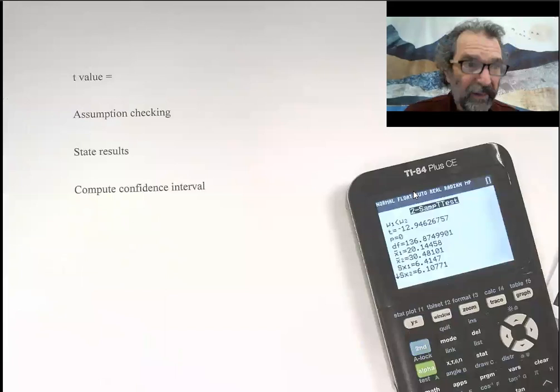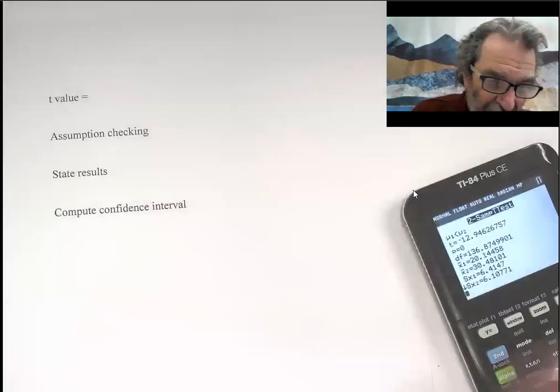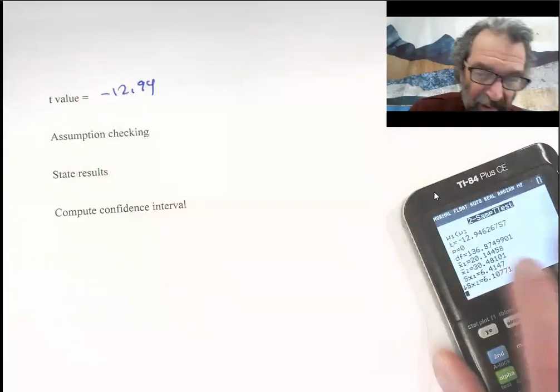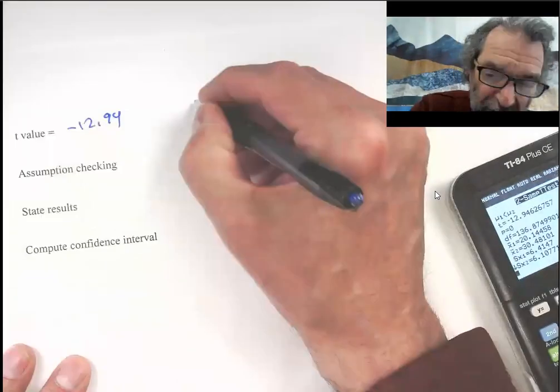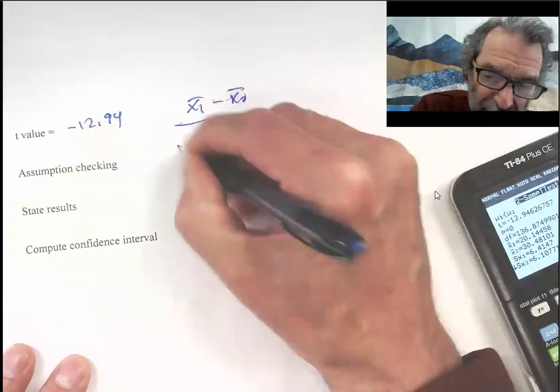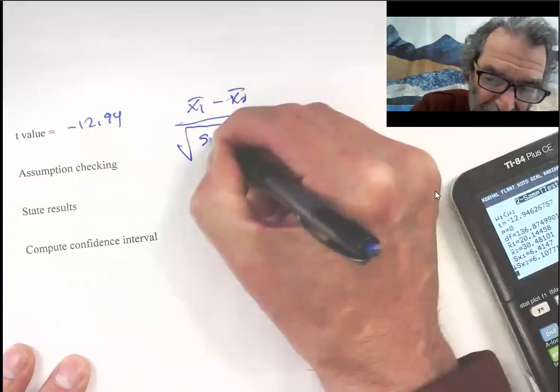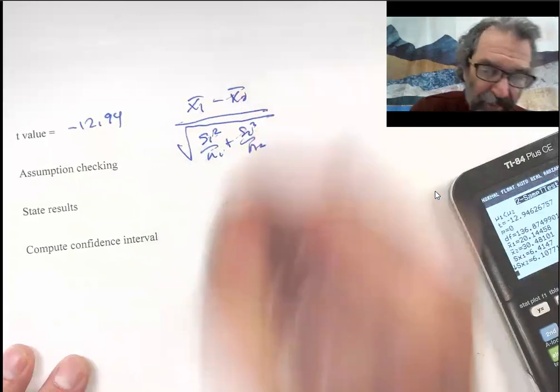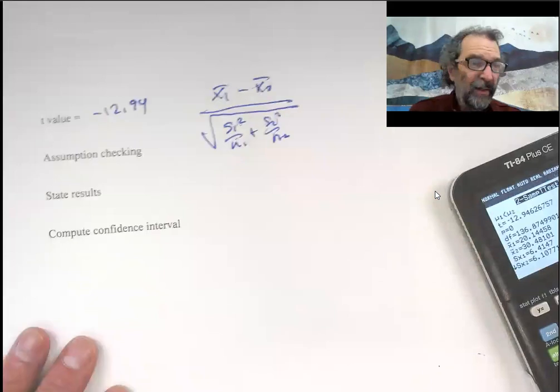So here's some things we might try. The t value we're reading off the calculator is minus 12.94. We know how to compute that. It's x1 bar minus x2 bar over the square root of s1 squared over n1 plus s2 squared over n2, if we wanted to compute it. Assumption checking.